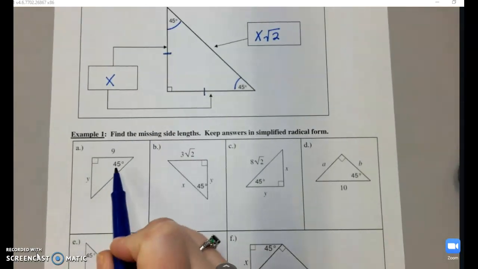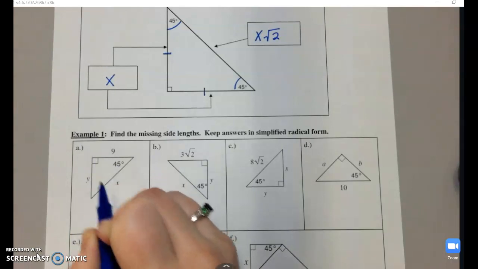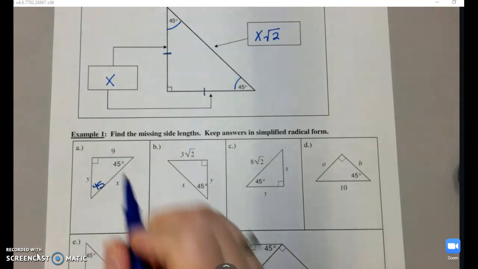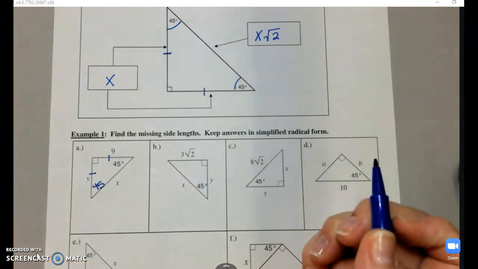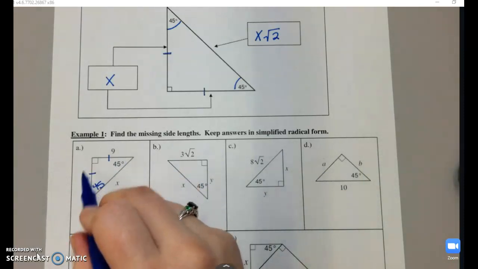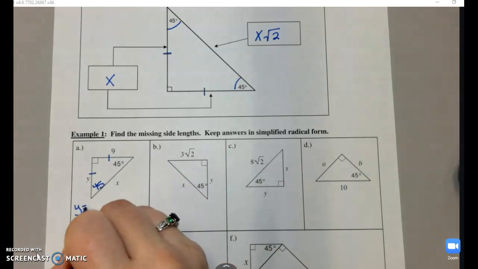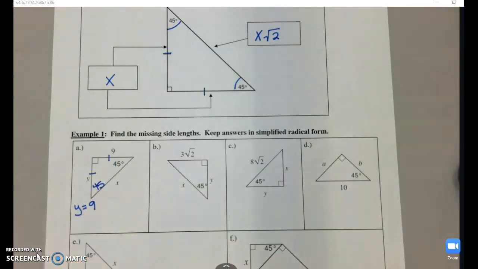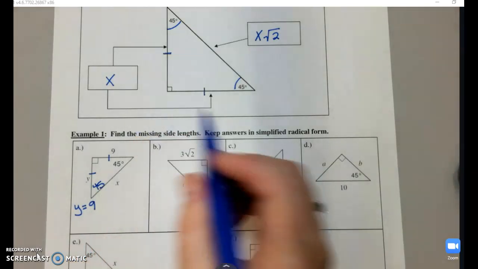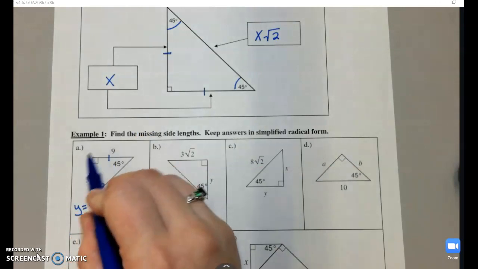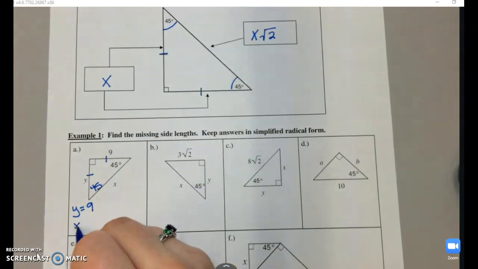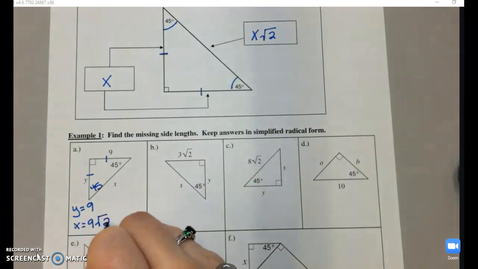Down here on A, I know if this angle is 45 and I have a right triangle, my other angle is going to be 45. So for 45, 45, that means my two legs are congruent. So if this side is 9, that means that this side y here is also 9, because that is my congruent leg. And then our hypotenuse is going to be whatever x was beforehand times the square root of 2. In this case, x is 9, so our hypotenuse is going to be 9 square root of 2.